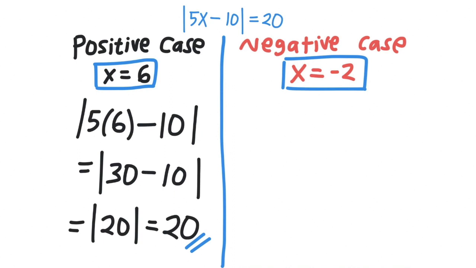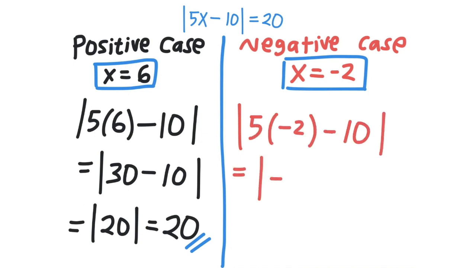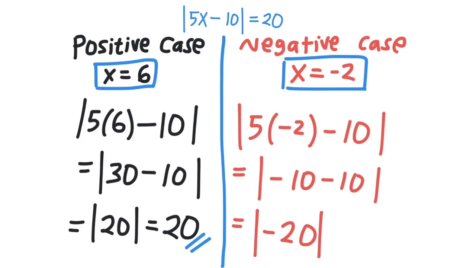If we take x equals -2 and put it into the equation, we'll have an absolute value of 5 multiplied by -2 minus 10, and this is equal to an absolute value of -10 minus 10, which is equal to an absolute value of -20, and everything becomes positive when we have an absolute value, so this becomes 20 as well. Now we see that from the same absolute value equation, we get two different x values.